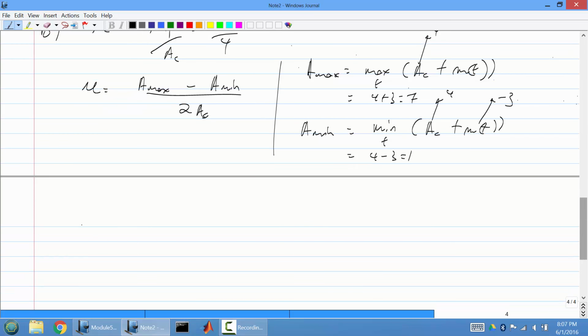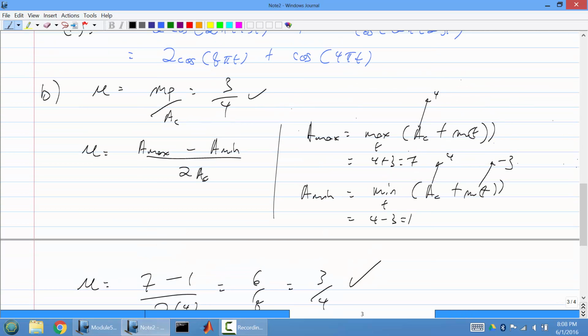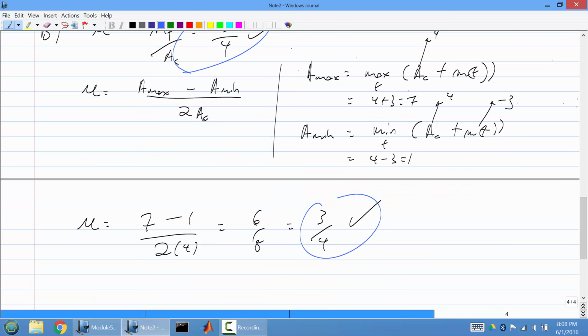Okay, so if you want to calculate this, it's simply (7 minus 1) divided by (2 times 4), which is 6 over 8, which is 3 over 4. That's nice. The reason why this and this match, if you remember from the lectures from a couple days ago, is that the signal is symmetric. So if the signal is symmetric, then both of these definitions will match. And if they're symmetric, that means the positive and the negative index is also going to match as well.